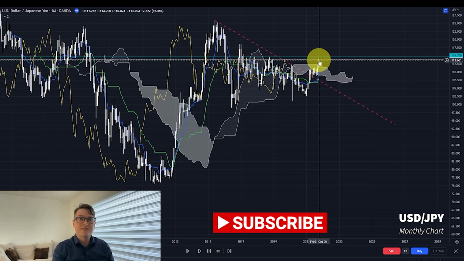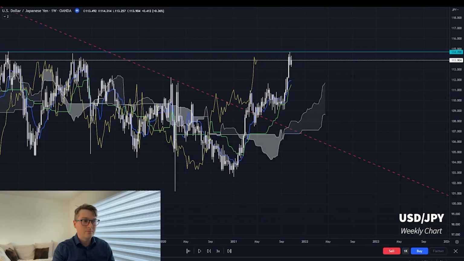Okay, now that we've seen that price has broken this Senkou Span B, we're going to go down to the next time frame, which is the weekly chart, and we're going to see if the market is trending on there, which I have a good feeling it is. So let's go check it out.